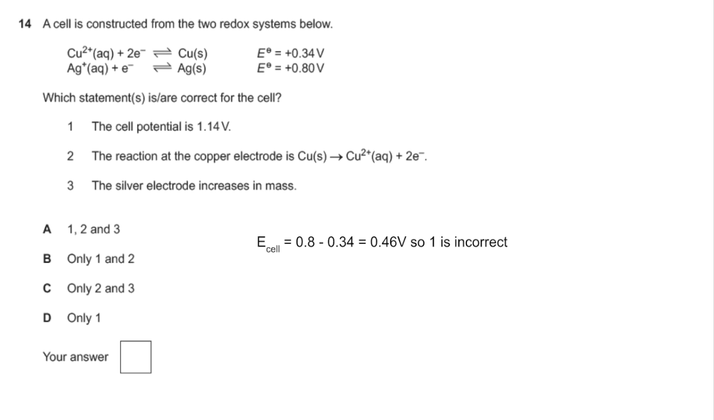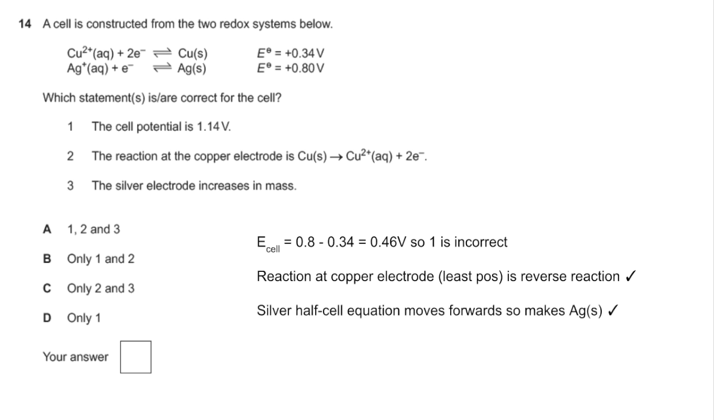So statement 1 is incorrect. The reaction at the copper electrode, that's the least positive electrode, is going to be reverse. So it's going to be copper going to copper 2 plus and 2 electrons. So statement 2 is correct. And the silver half cell equation is going to move forwards, left to right. So you're going to generate silver atoms. So yeah, that is going to increase in mass. So 2 and 3 are both correct. So the answer was C.